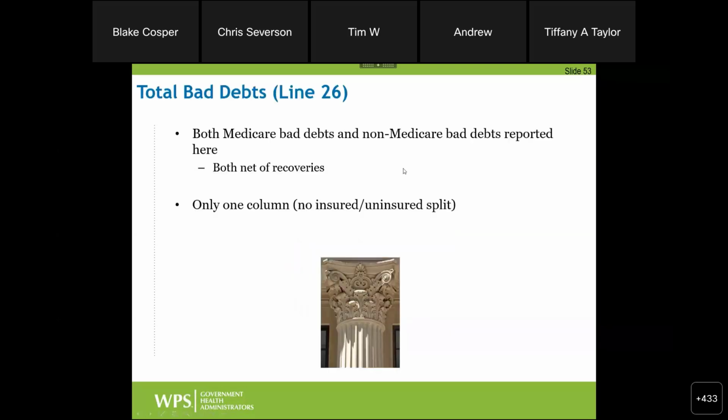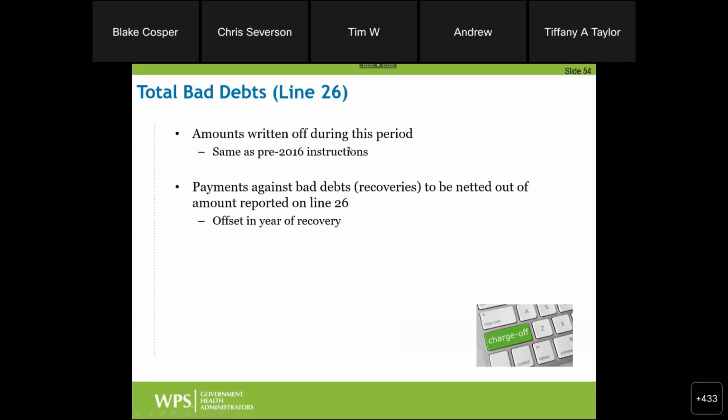So let's go into bad debts. I've stressed a lot about this already, but it includes both Medicare and non-Medicare bad debts. They both have to be net of recoveries. There's only one column, and it's a write-off during this period. That's never changed. That's the one thing that's always been write-off during the period, as opposed to service dates.